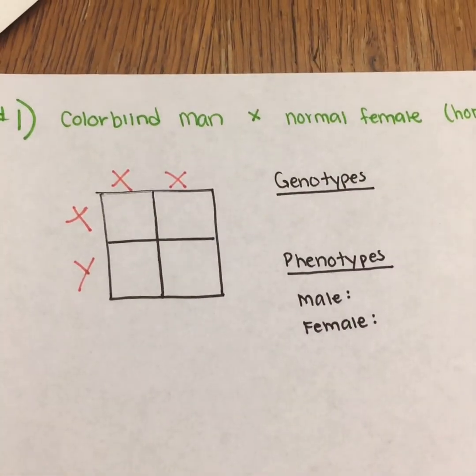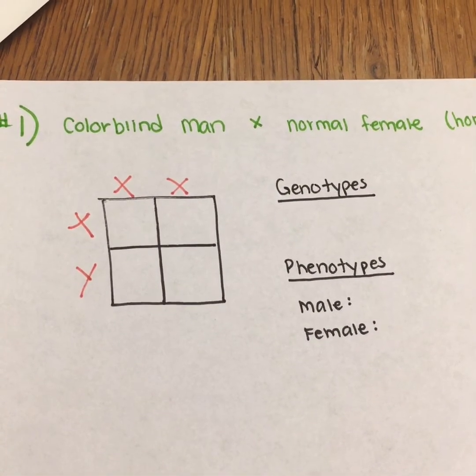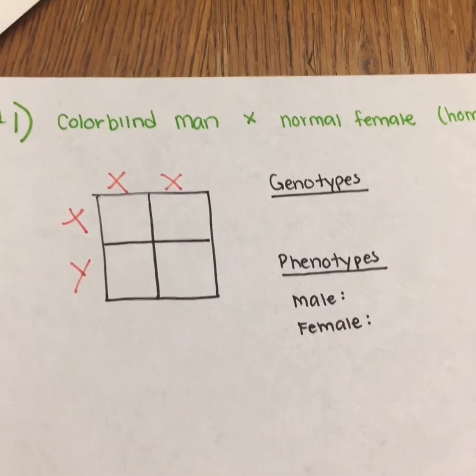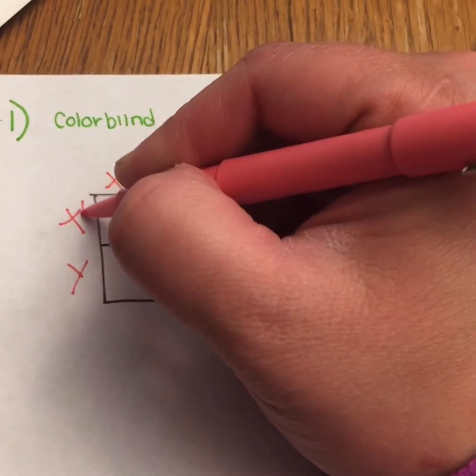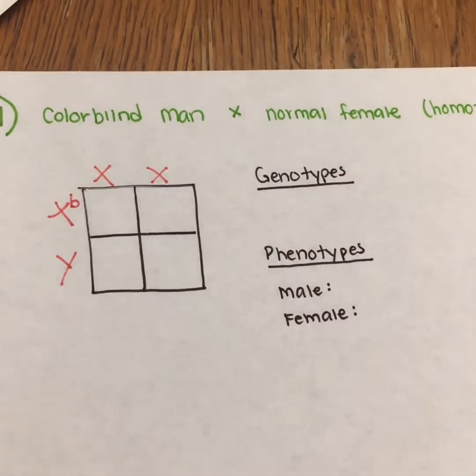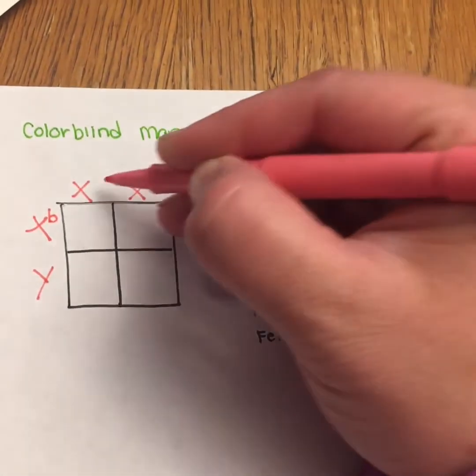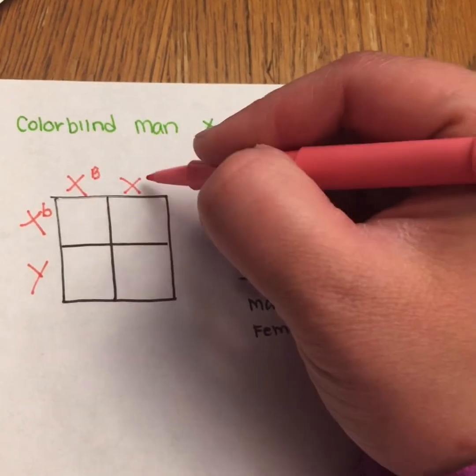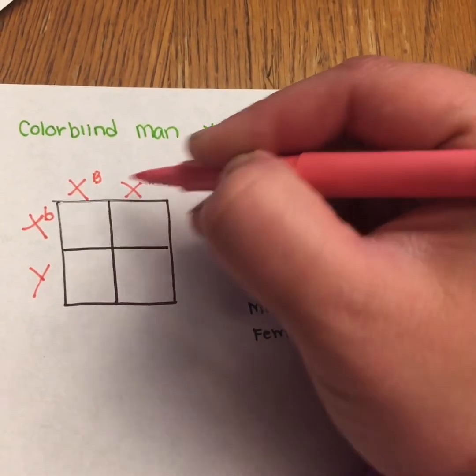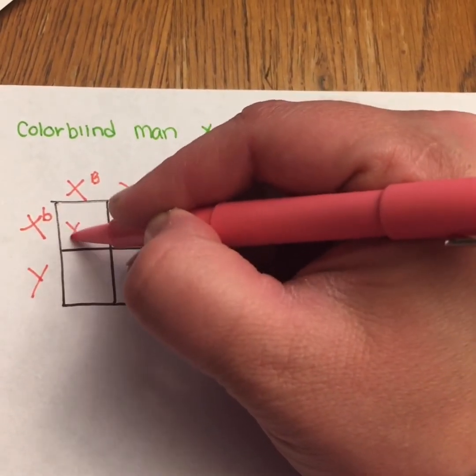Now for the man, we know he is colorblind, so he is affected, so he must have a lowercase letter. In this case, again, I'm going to use B for color blindness. Now the female is normal and she's homozygous. So that means she's going to be X big B, X big B. Let's fill in our Punnett square.